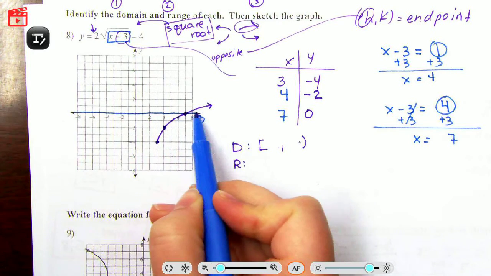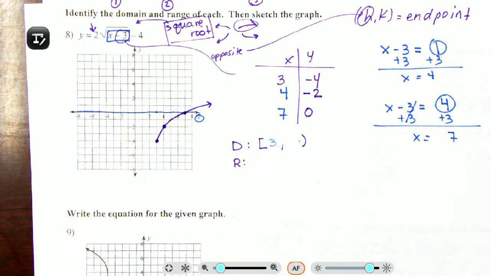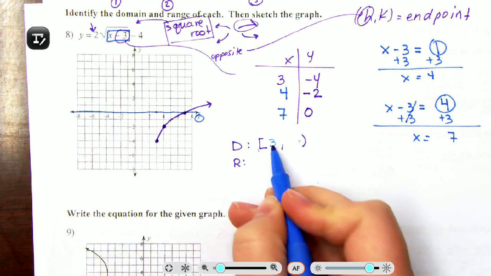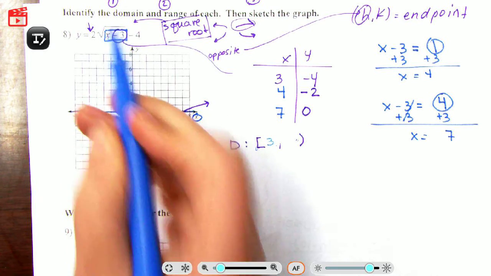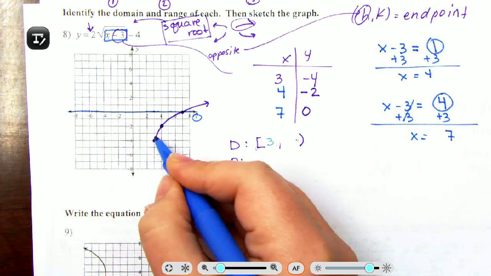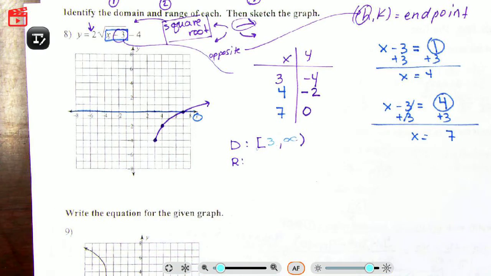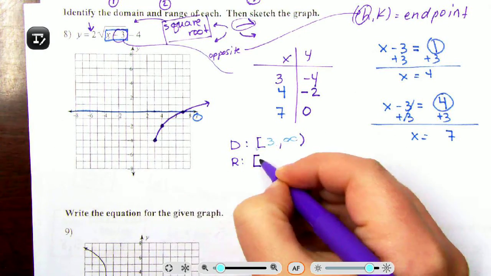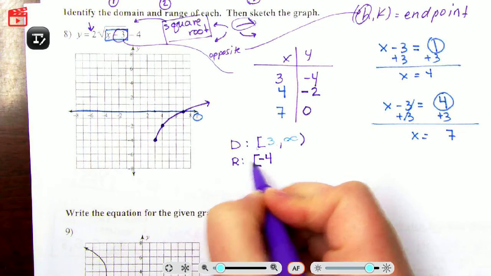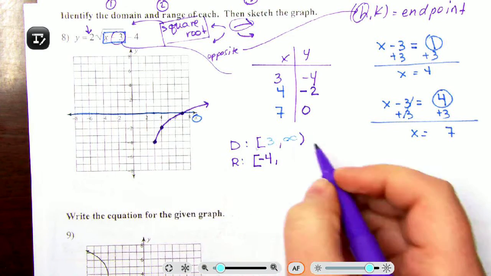Okay, x values, x-axis. What's the smallest x it can be? 3. There you go, much better. And the reason it's brackets is because I can put 3 in here. 3 minus 3 is 0. Square root of 0 is still 0. We can do that. And then it goes off to infinity. Infinity is a concept, not an actual number we can grab, so we have to put parentheses. Range. Guess what the smallest y value could be? Negative 4. Brackets because it can be negative 4. And then it goes all the way up to positive infinity.